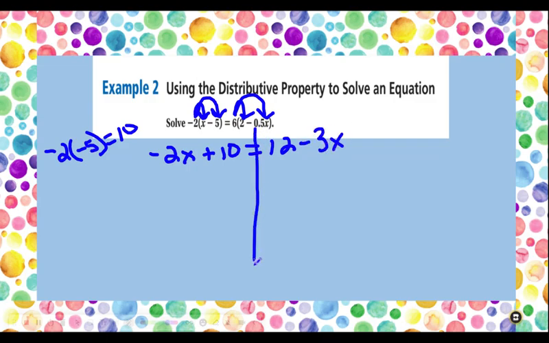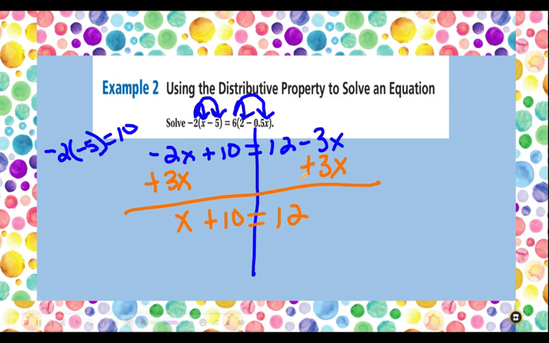I see variables on both sides, so I need to bring them together. So I don't like to be left with a negative variable, so I'm going to add 3x to both sides. It doesn't matter which way you decide to do it. So negative 2x plus 3x is 1x plus 10 equals 12. Negative 3x plus 3x cancels out.